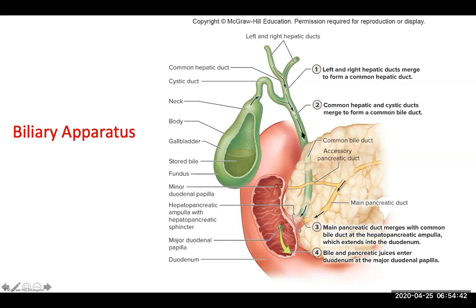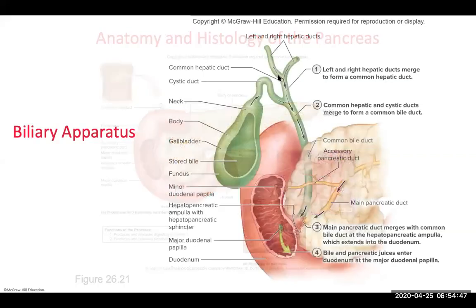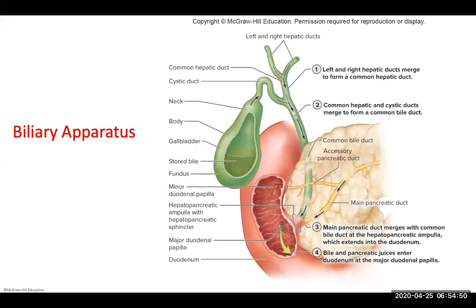The common hepatic duct is the duct that takes the bile that's being created from the liver and takes it to the gallbladder itself. So you have a common hepatic duct. It branches into right and left hepatic ducts as it goes into the liver, but it will join up with a cystic duct to create what we call the common bile duct, which brings bile into the duodenum. And the pancreas also has its own duct, and we call that the pancreatic duct.